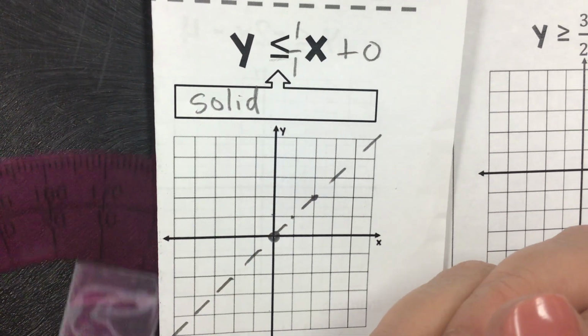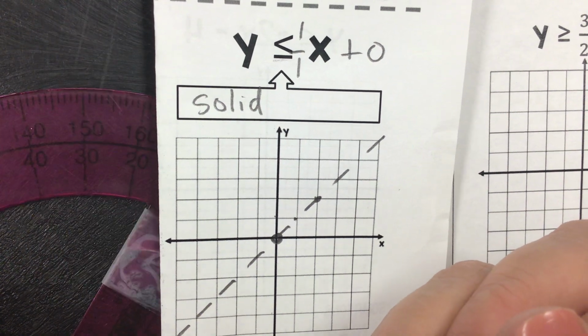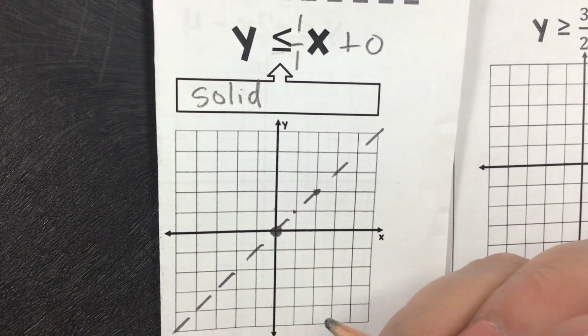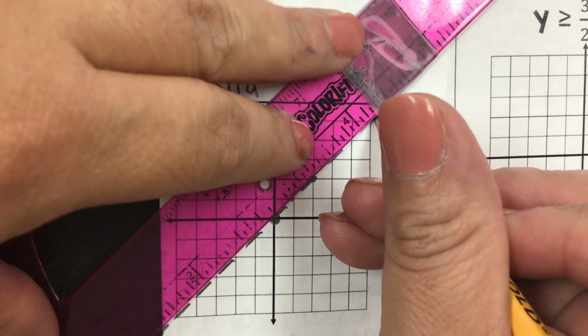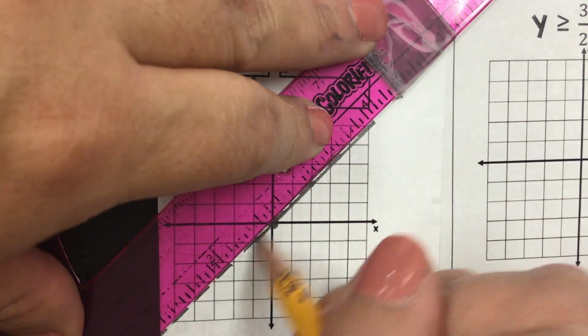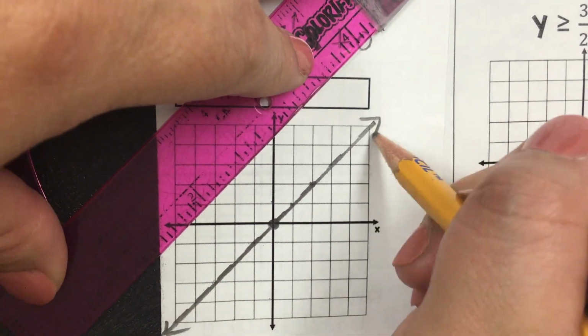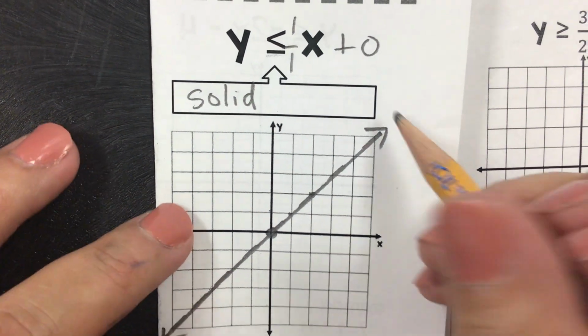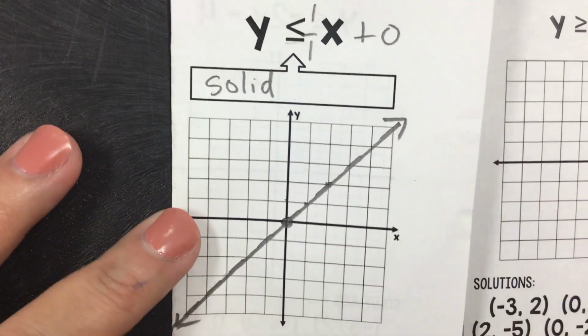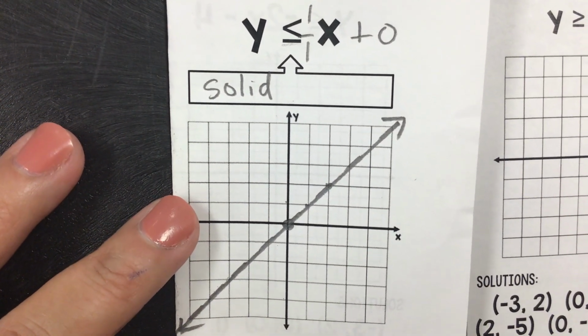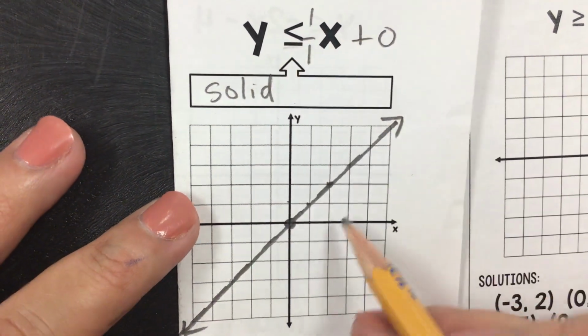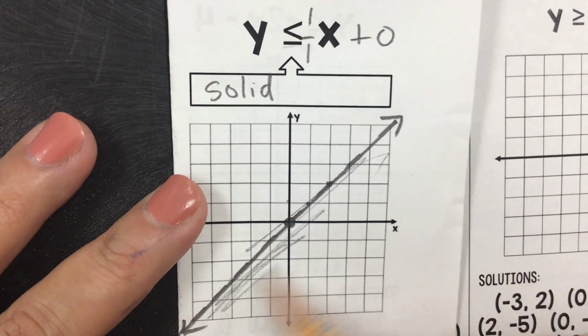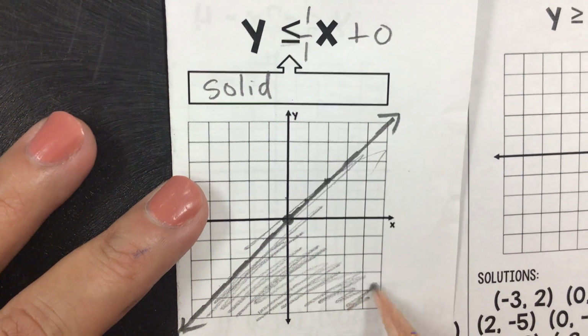Is it a dashed line or a solid line? Solid, because of the line underneath. Sorry about that. Let's make it a solid line with the arrows at the end. That's another reason that I asked you to make it outside the graph so I could tell what you meant. Less than is anything underneath this line, and now your line is included.